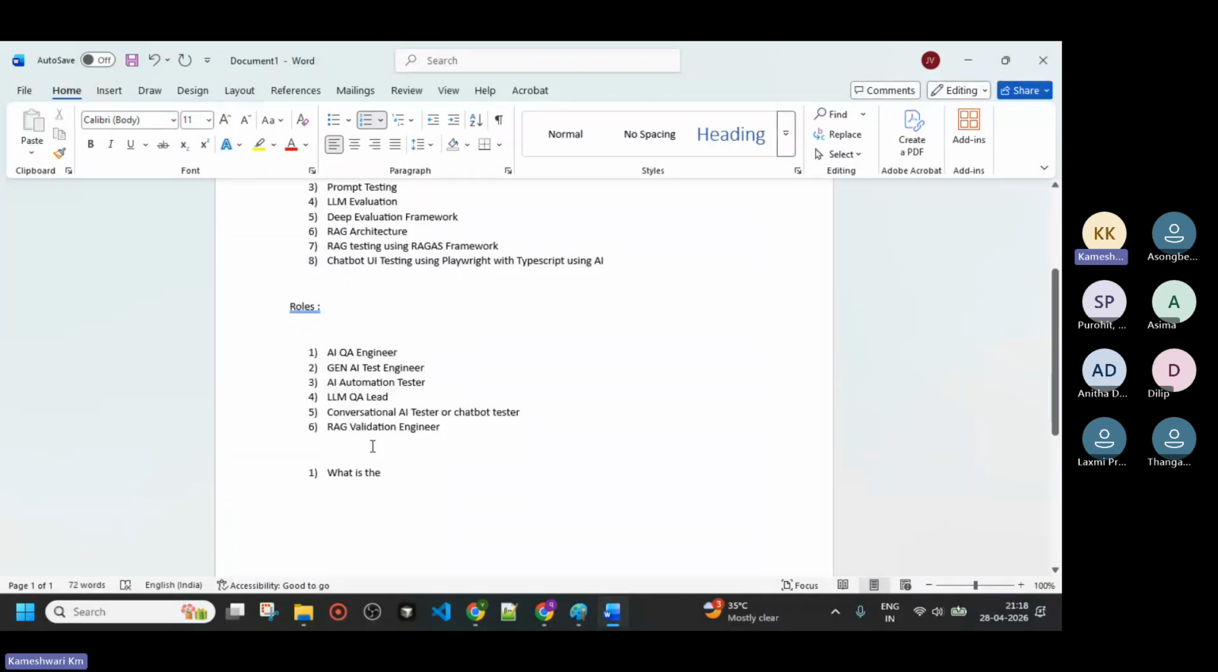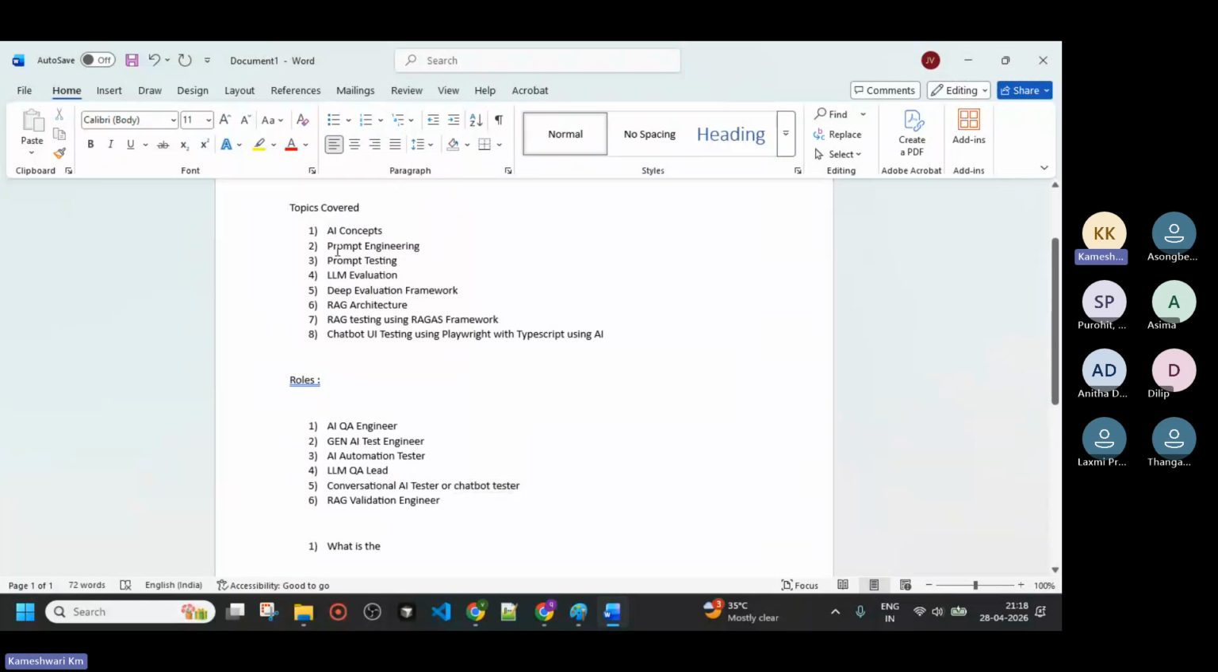Conversation means where exactly you are doing the conversation, and with whom? Chatbot, right? That is nothing but chatbot testing. If you are doing chatbot testing, what are the topics you are going to cover? You are covering prompt engineering, prompt testing, LLM evaluation, deep evaluation, RAG architecture, RAG testing with the Ragas framework. If you complete all these modules, then only you will go for this conversational AI or chatbot tester role.